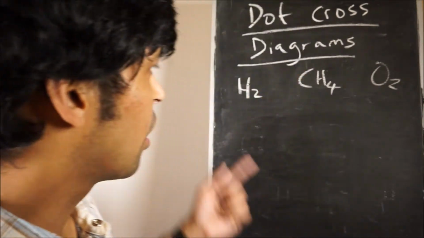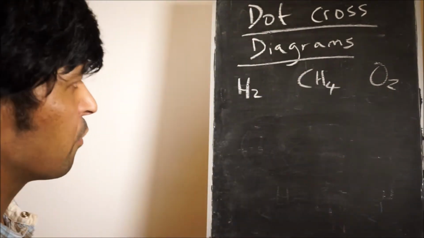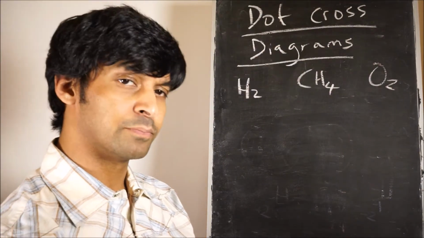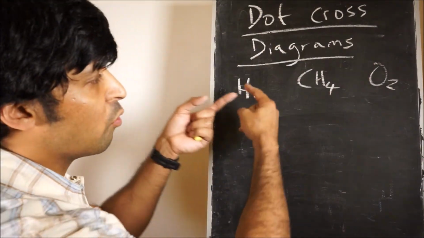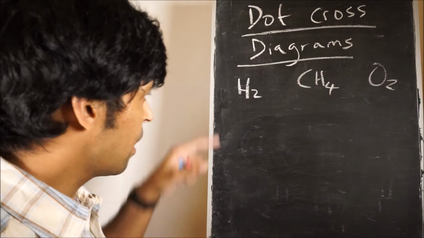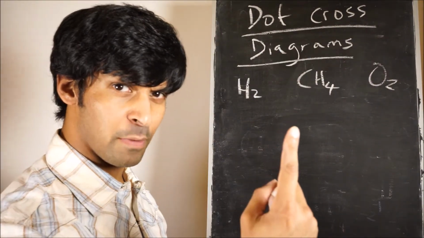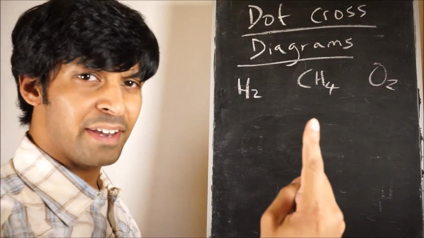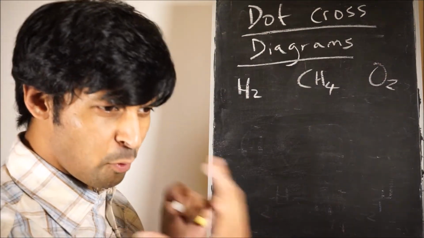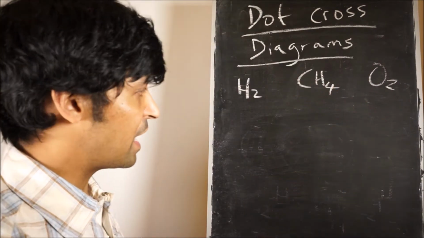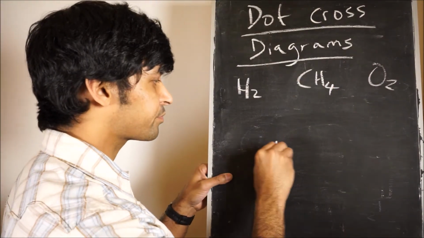Today we're going to be looking at dot-cross diagrams for covalent bonds. So we're going to have a look at three different molecules, H2, CH4 and O2. Remember, covalent means they're all non-metals. Okay, so the first one is hydrogen. Hydrogen has got an atomic number of 1, meaning it has 1 electron. And to have a full shell for the first period, remember, you only need 2 electrons. So let's have a look.